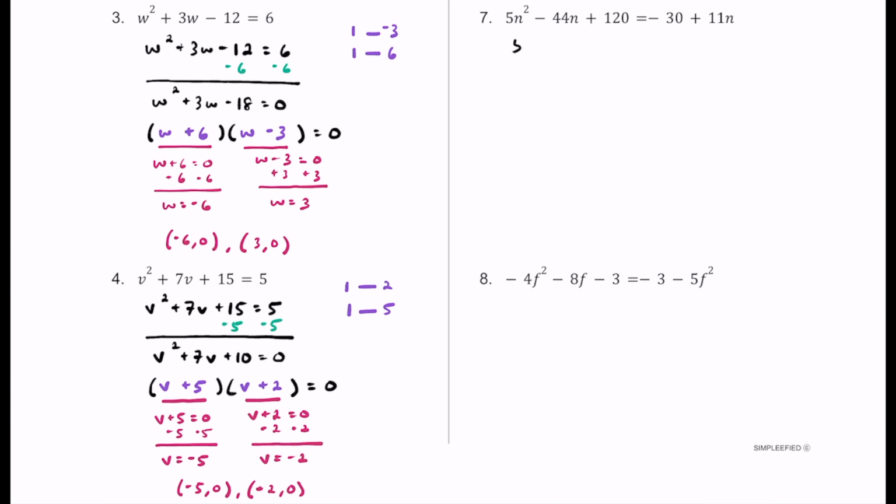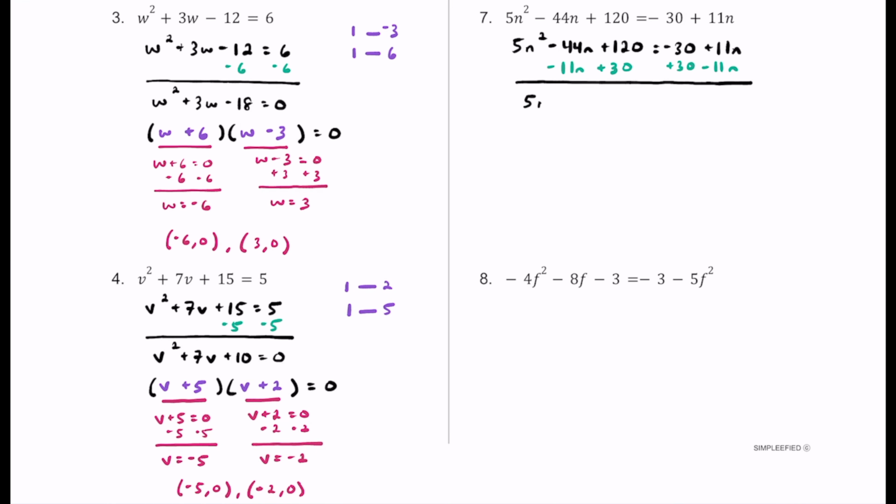For number 7, we have 5n squared minus 44n plus 120 is equal to negative 30 plus 11n. Okay, let's put everything on the same side of the equation. So I'm going to add 30 and take away 11n at the same time. Let's take away 11n from here, and add 30 to the constant of 120. I'm going 2 steps at once here just to save a little bit of space. If you want to separate those, that's also okay.